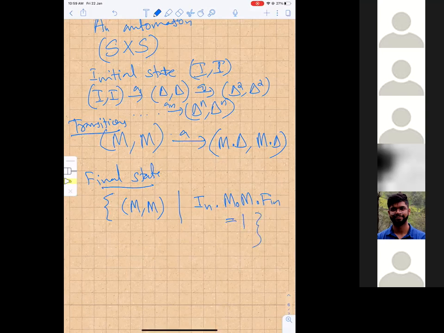So one thing I didn't understand, why are you taking S cross S? You can just take S, right? Because you are not using... basically both the coordinates are giving you the same information. So why take two coordinates?